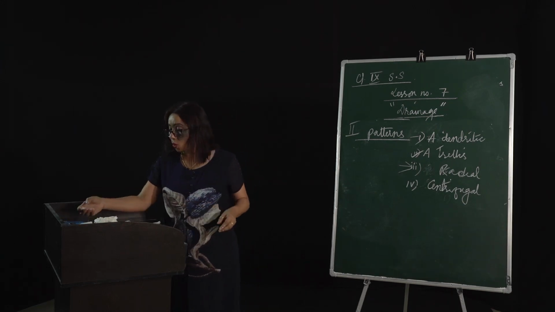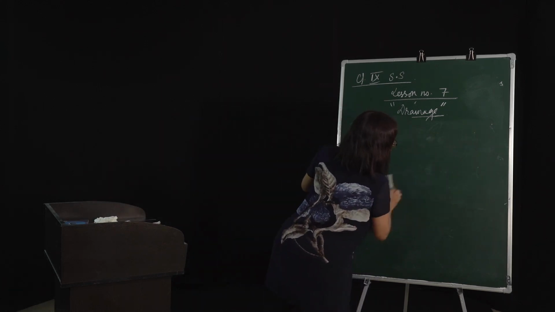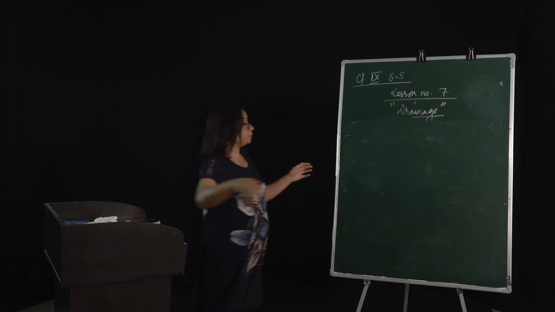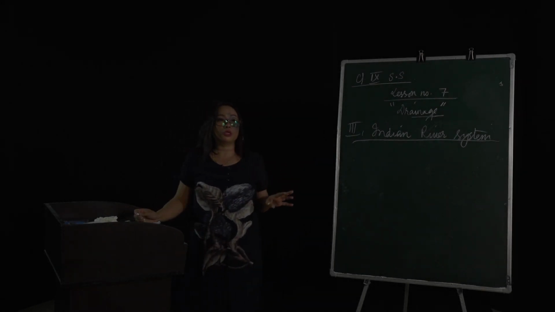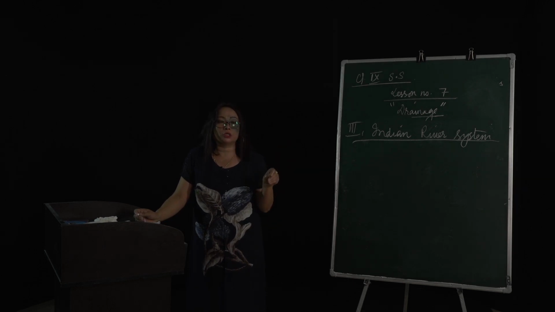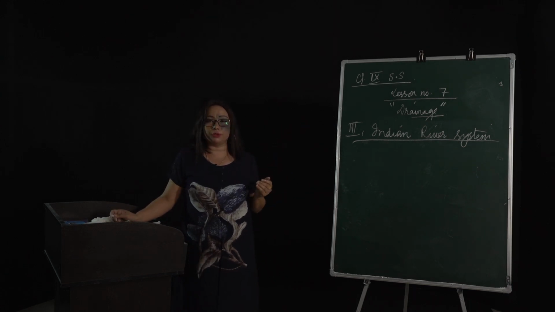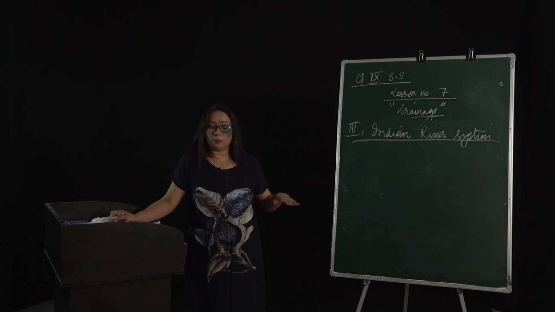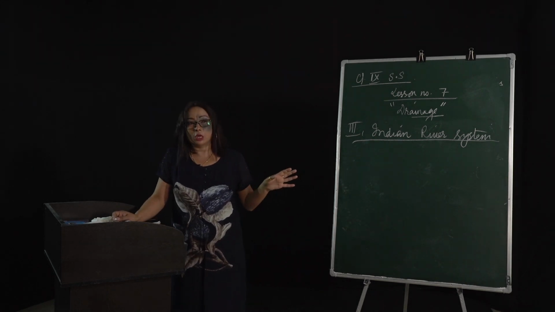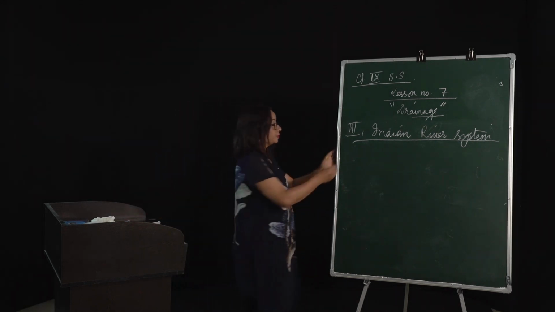Now we come to the next one, that is the Indian river system. We will classify it based on the origin, meaning where the river starts. Origin means where the river is getting its water, where the source of the river is. It originates either in the Himalayan region or in the peninsular region. Based on where it originates, the Indian river system can be classified into two types.